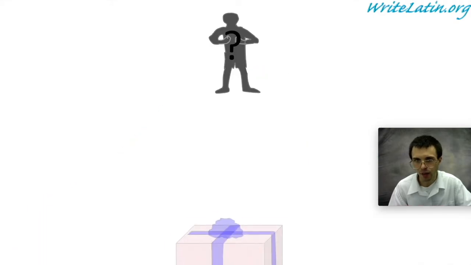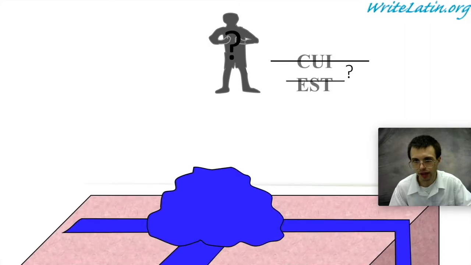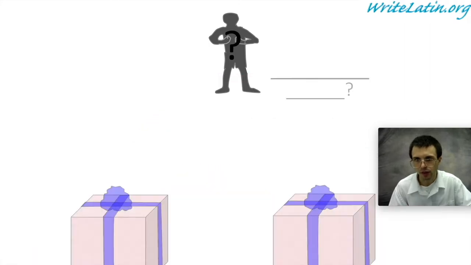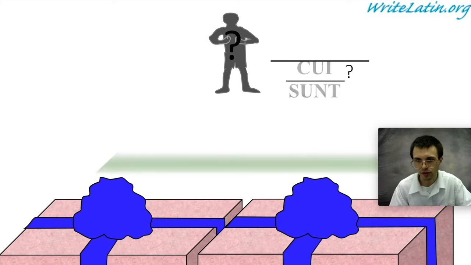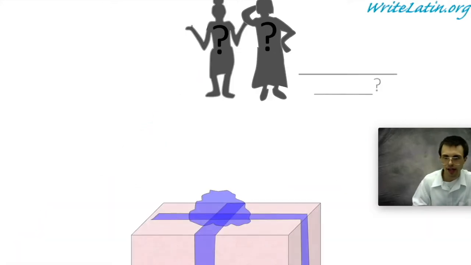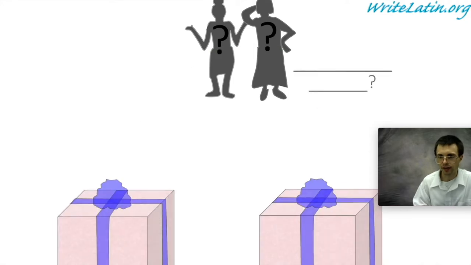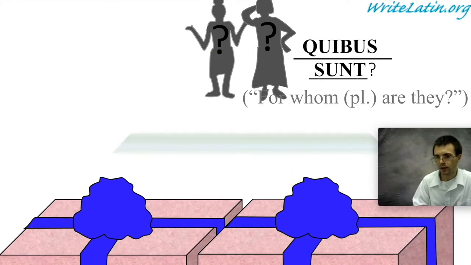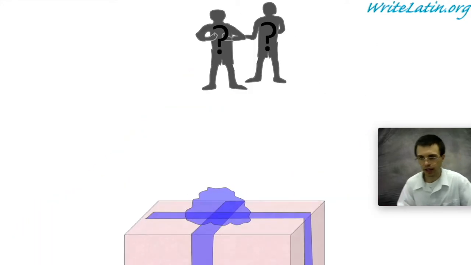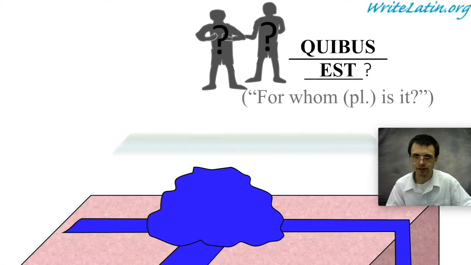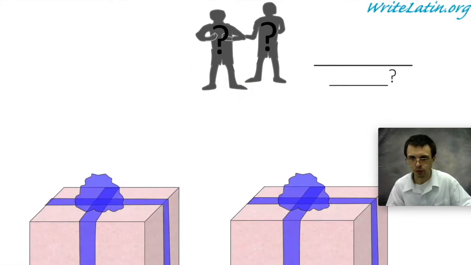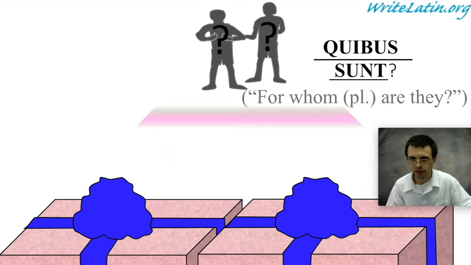Yeah. What about this with a guy? Good. What about this? Nice. And this one? Good. And this one, good. Alrighty, and with multiple guys, yes, and with multiple guys and two presents, with sunt.